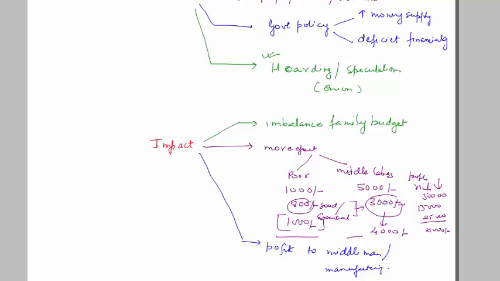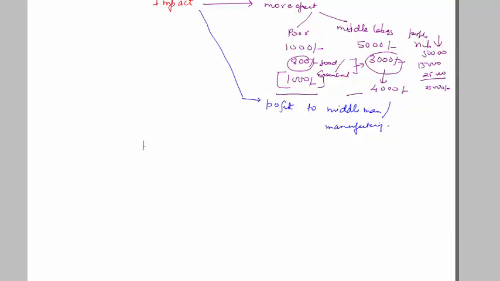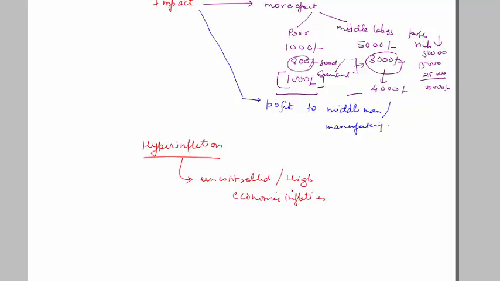There is another very important term which is very often asked, called hyperinflation. Now, a little bit of inflation will always happen in the economy, and it is also wanted in the economy, which is how growth will come. But when this inflation becomes uncontrolled or very high, it is called hyperinflation. So uncontrolled and very high inflation is called hyperinflation.